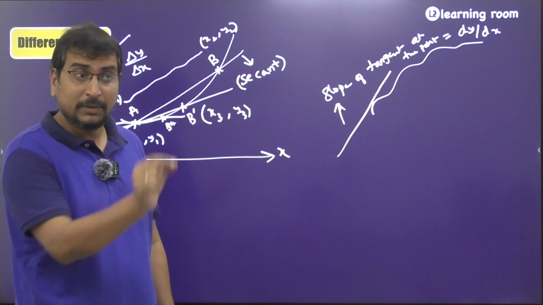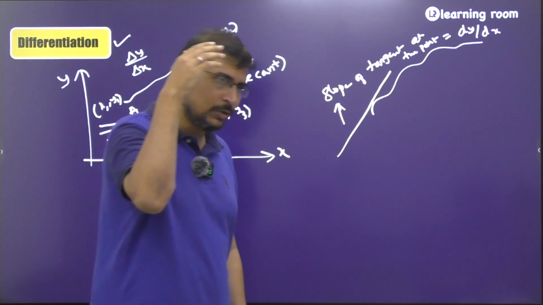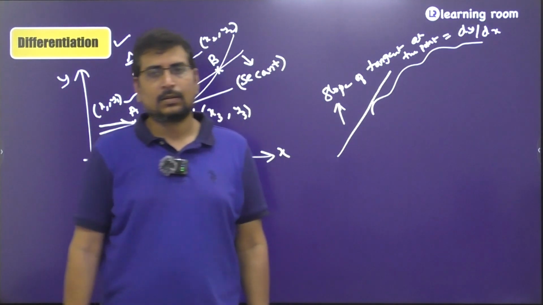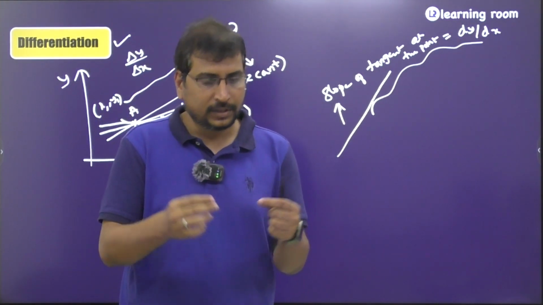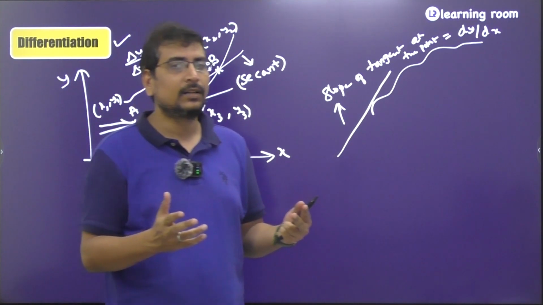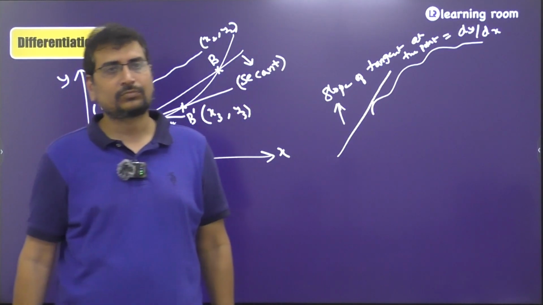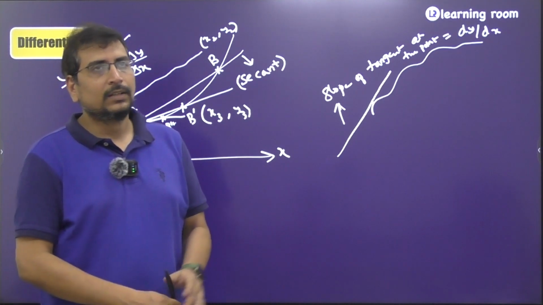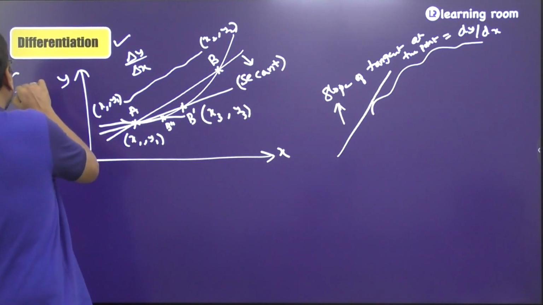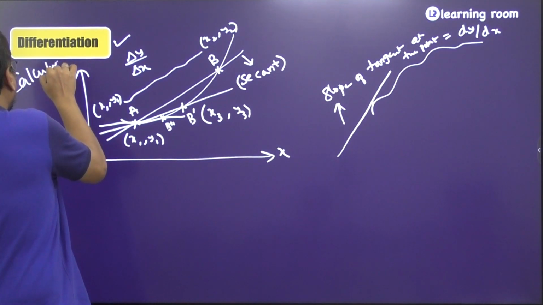A and B will be very close to each other. They'll not coincide. They'll be so close that you need 1000x zoom to see how close they are. Let's say you put it under a microscope. They'll be very close to each other, but with the naked eye, it will appear as if it is a tangent. So this differentiation falls under a branch of mathematics called calculus.